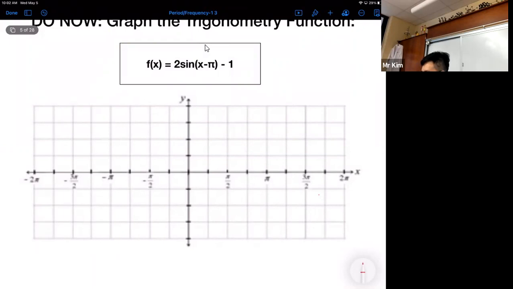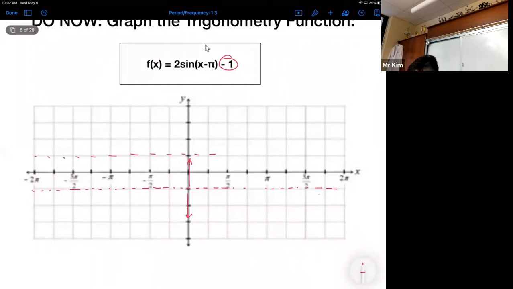2 sine x minus pi minus 1. The first thing I always ask you to do is, what do I got to do? Figure out the point, like pi, negative 1. So let's start off with this, negative 1. What does that mean? That's the midline. Guys, draw the midline, please, for every single one of these. That's the first thing we got to do. Then what's the next thing we got to do? Amplitude, go up 2, go down 2. We can see that 2 right in front of our face.